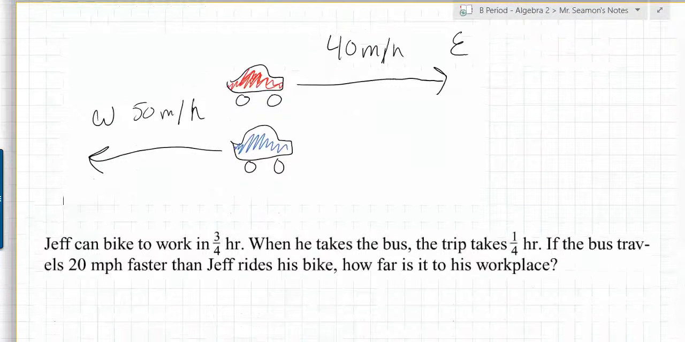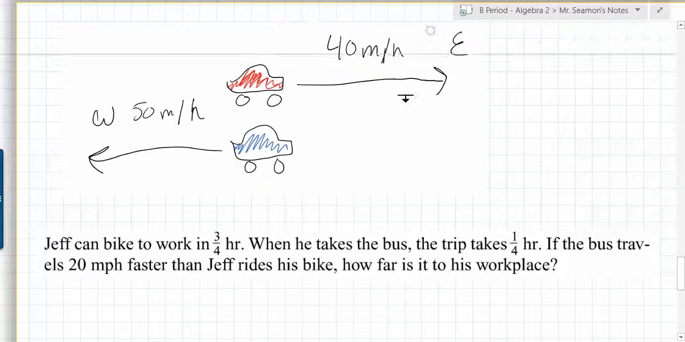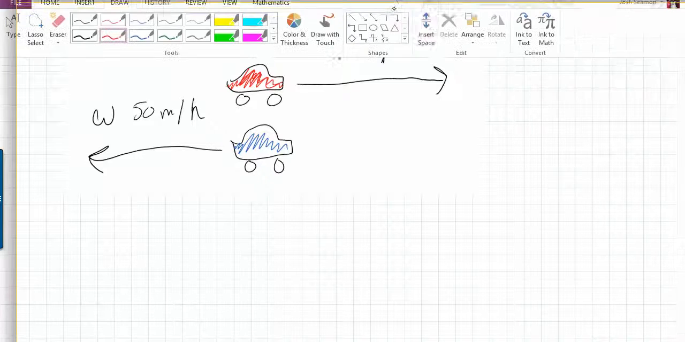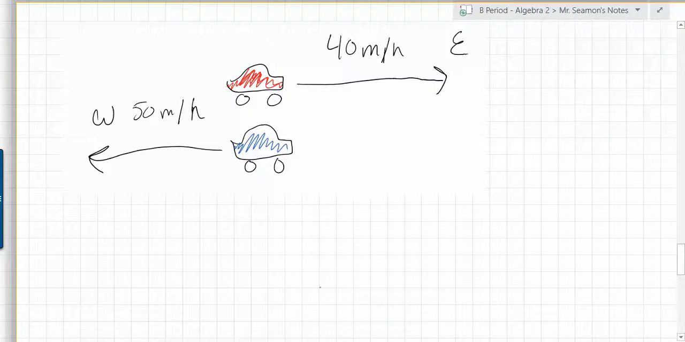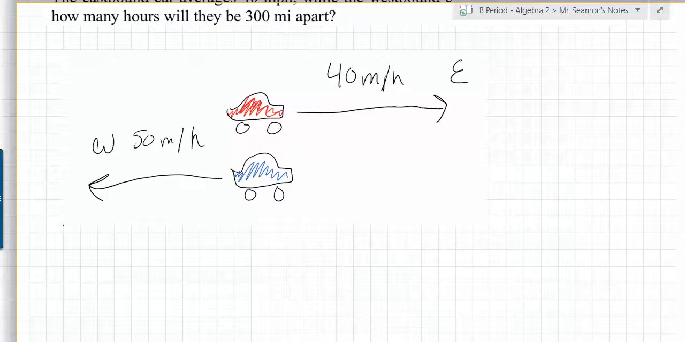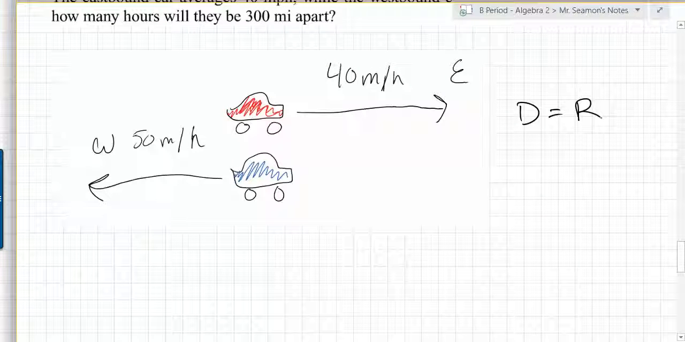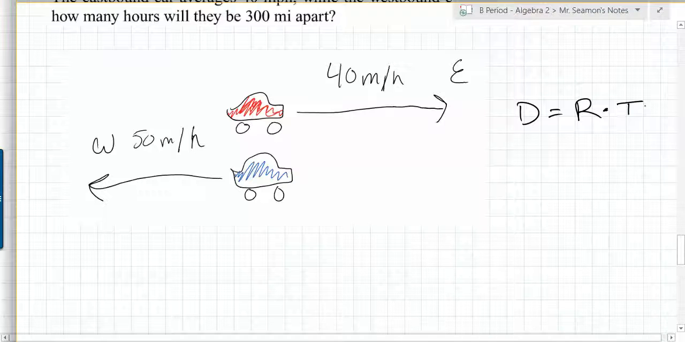Excellent. Okay, so we need to write an equation for distance. What is the equation we're going to use to calculate distance traveled? Come on, guys. Distance equals rate times time. I can guarantee you've all used that before. Really? You've never seen distance as rate times time? I'm sorry. My apologies. Distance is rate times time.